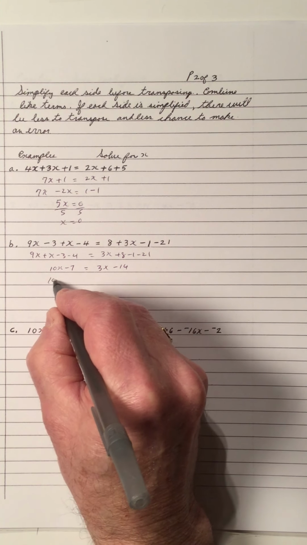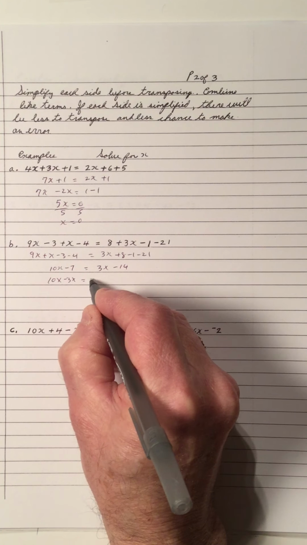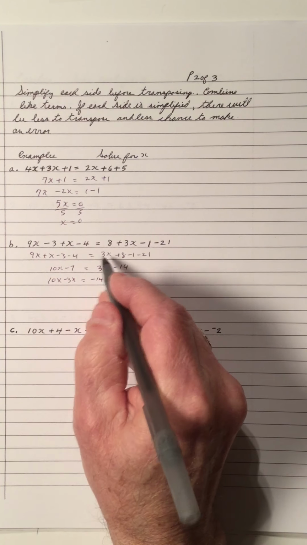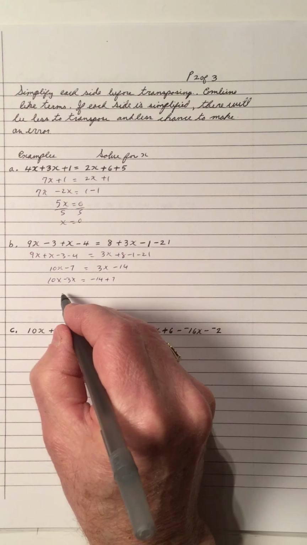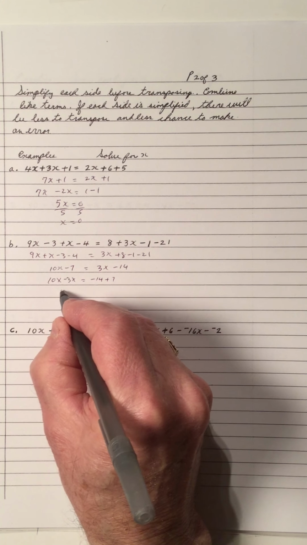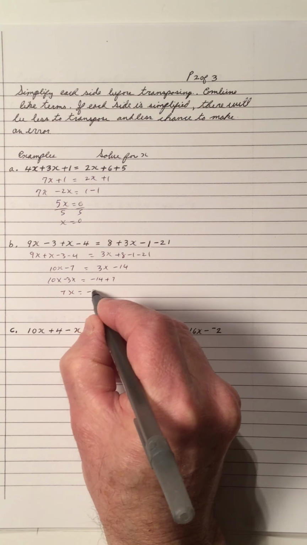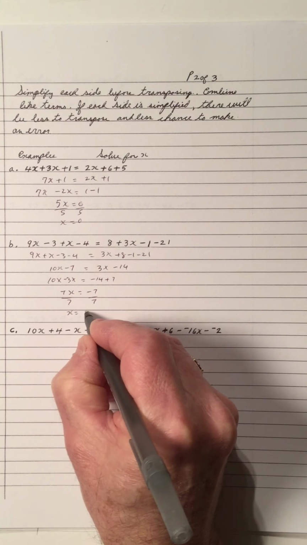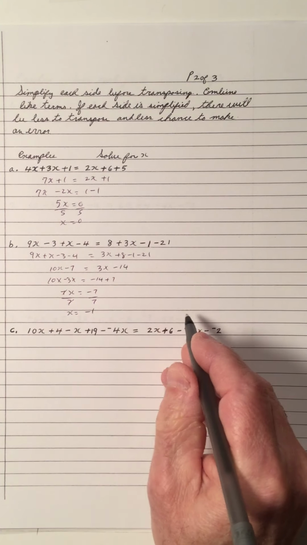The plus becomes a minus 3x, and the minus 7 becomes a plus 7. Because when you transpose, x's go to the left, numbers go to the right, and when you move them, you change the sign. That gives us 10 subtract 3 is 7x, negative 14 plus 7 is negative 7, divide by 7, and I get x equals negative 1. Remember, the x's cancel out to get 1x.